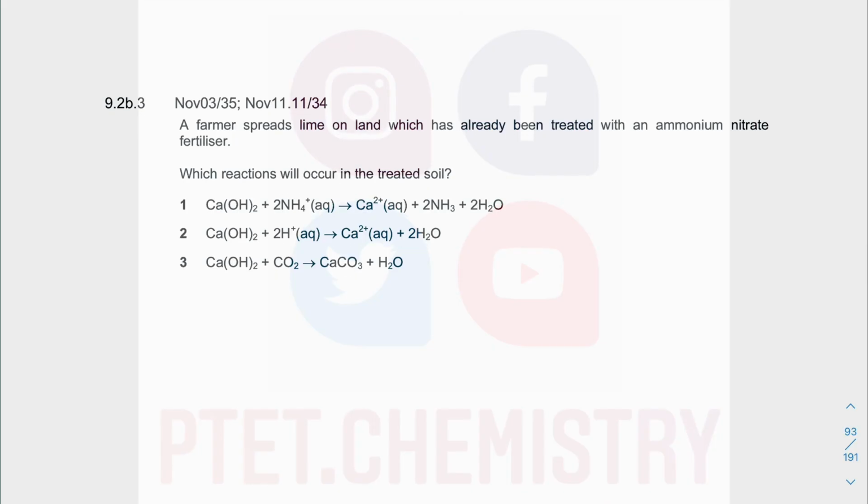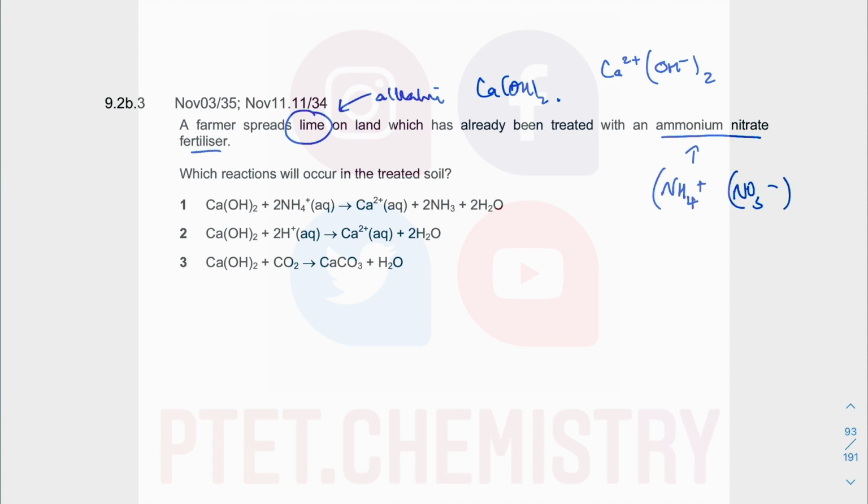In this next question, it's saying that you spread lime, which is alkaline. Okay, so that is your calcium hydroxide. It's a giant ionic solid, giant ionic structure. It's got calcium 2 plus and OH minus, two of them. When you treat it with an ammonium nitrate fertilizer, so this one is NH4 plus NO3 minus. So your formula for the fertilizer is just NH4NO3. What will occur in the treated soil?